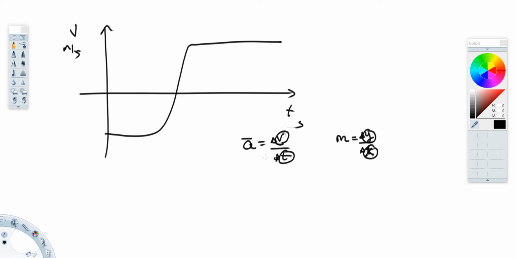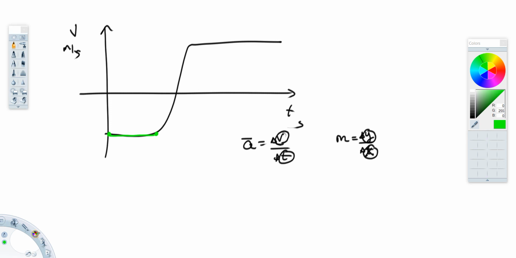Now, part A says from 0 to 6 seconds. So when t is 0, we are here on the graph. When t is 6, looks to me like we are about here. So you're looking at the slope of this line, and I don't want to give that away. You can calculate it, or hopefully you know what that is by looking at it.